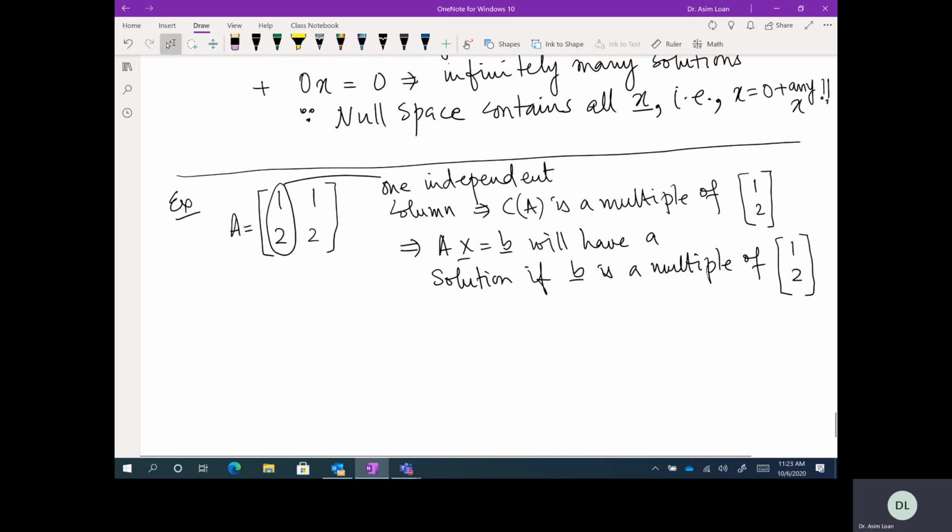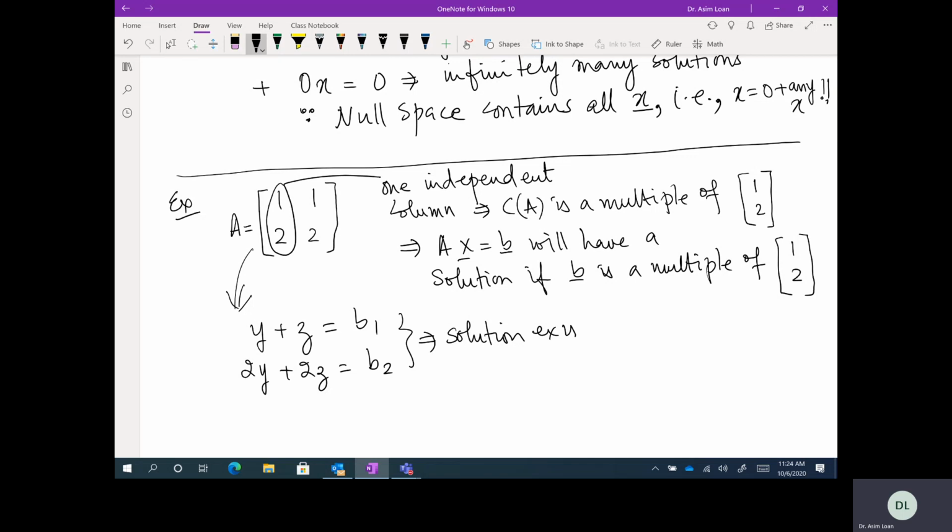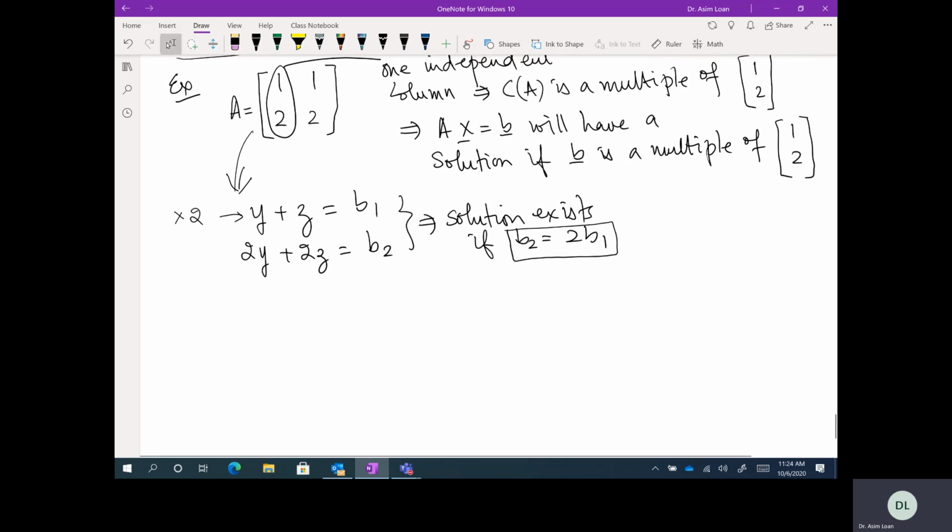Okay, so let me write this equation. So maybe this implies y plus z equals b1 and 2y plus 2z equals b2. So this implies a solution exists if b2 equals 2b1. Otherwise there is no solution, because if you multiply the first equation by 2, you'll get the second equation, and you'll have a solution only if b2 is equal to 2b1.